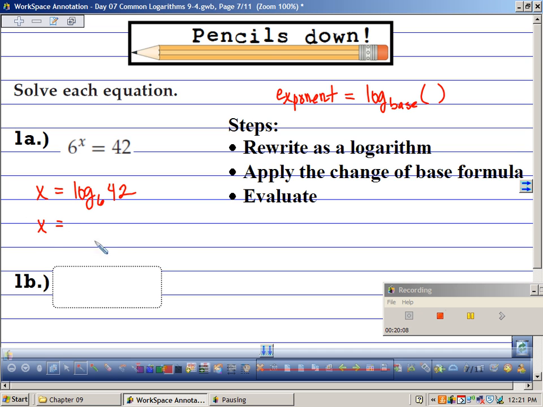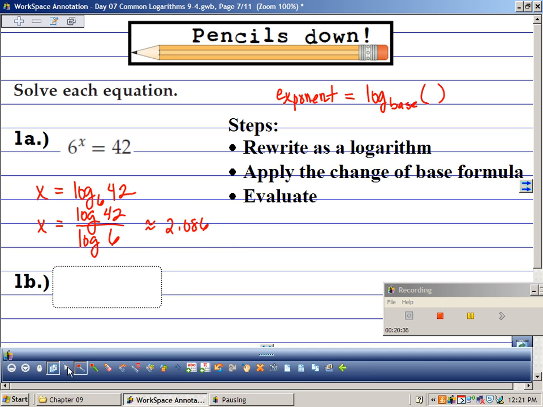X equals log what? 42 over log 6. If you put that in a calculator, you're going to get approximately 2.086. It says 0, but you don't need the 0 because it's not going to round up. Okay, go ahead and write that down. Write that down and then try this one.